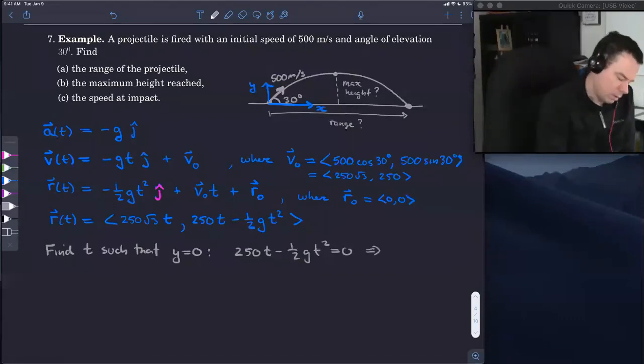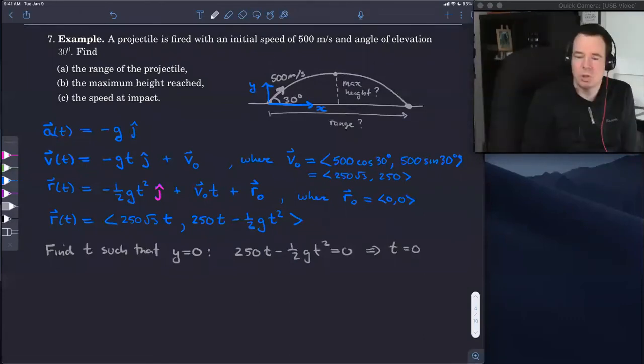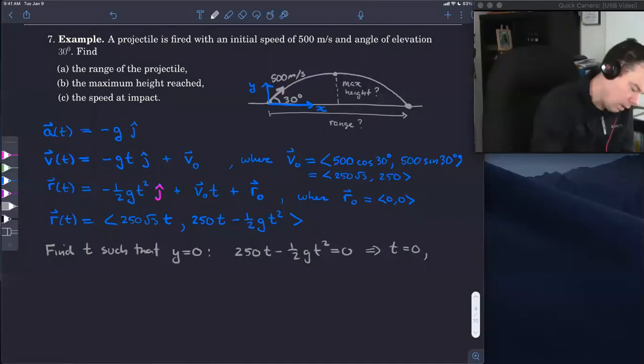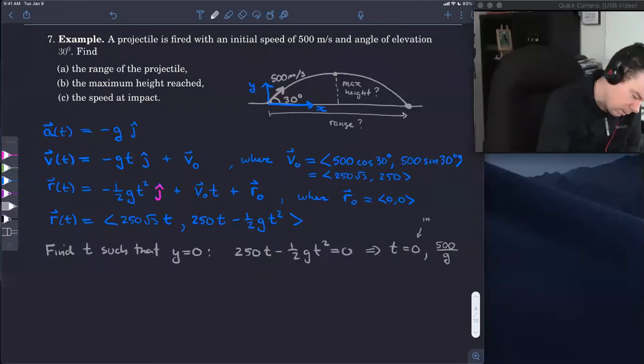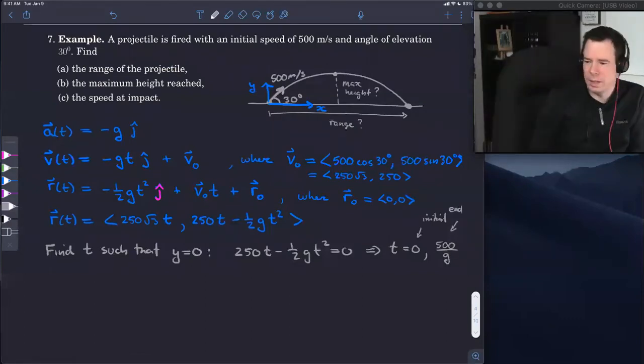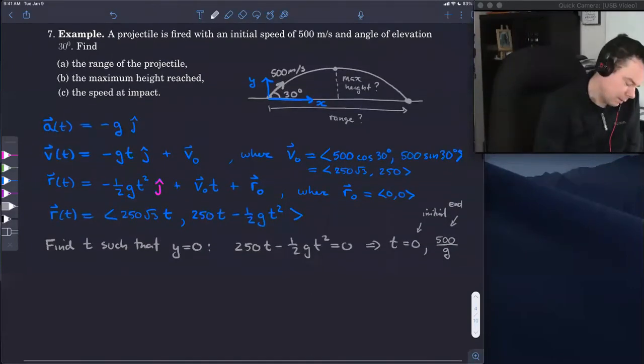And there's two solutions to this. There's a t equals 0 solution, and that's just because it started at height 0, so we can't miss that one off. And then the other one, we can solve for t as well, and we get 500 over g. So those are our two values. This is the initial, and this is the end. Ran out of room again, I'm going to move that over slightly. And that's the end. That's when it finally touches down again. That's time 500 over g seconds later.